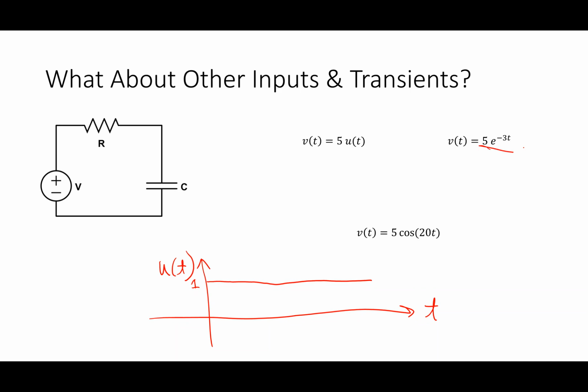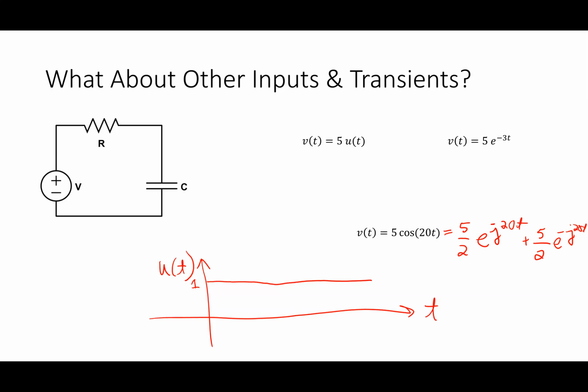This one is purely real. If there's no j omega in the exponent, it's purely a real number, and there's nothing fancy I can do with that. But this one here, I could turn into 5 halves e to the j 20t plus 5 halves e to the minus j 20t. That's an angle identity. But e to the negative 3t is always real.